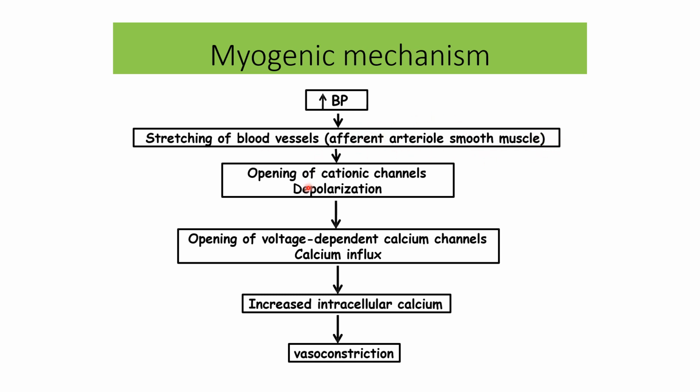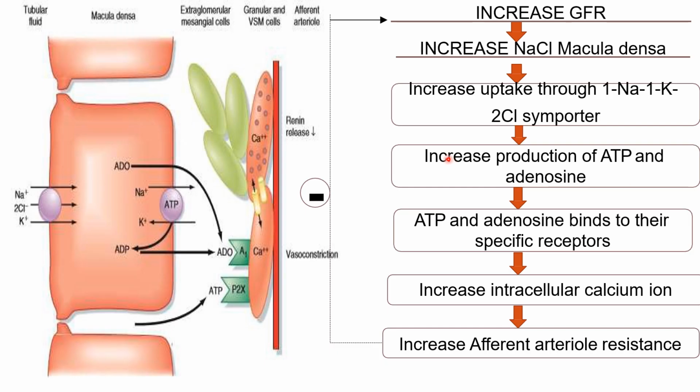The stretching of the blood vessel leads to opening of cation channels of the smooth muscle, which leads to depolarization and opening of voltage gated calcium channels. This process is the same everywhere. Calcium influx takes place, intracellular calcium increases and leads to vasoconstriction of the afferent arteriole smooth muscle. So that is the myogenic mechanism.